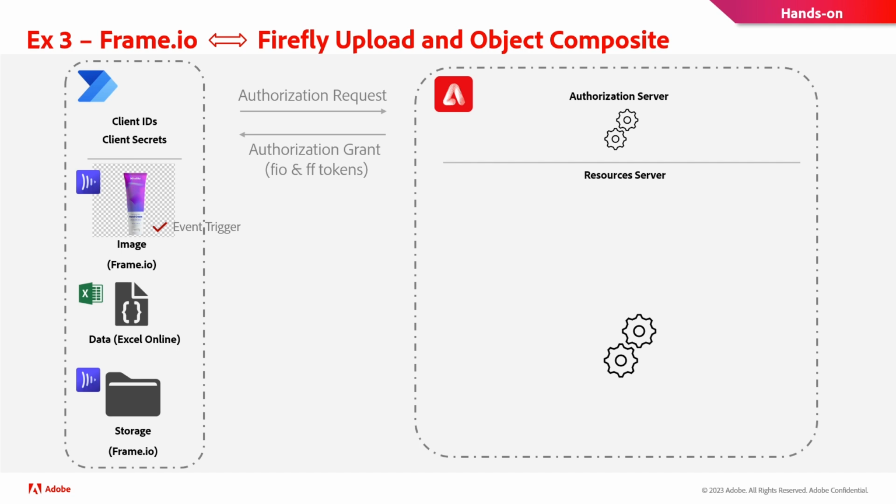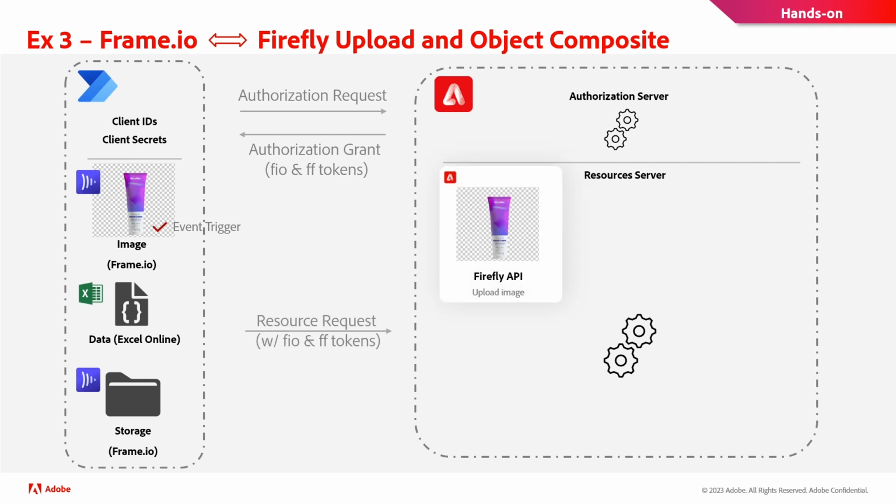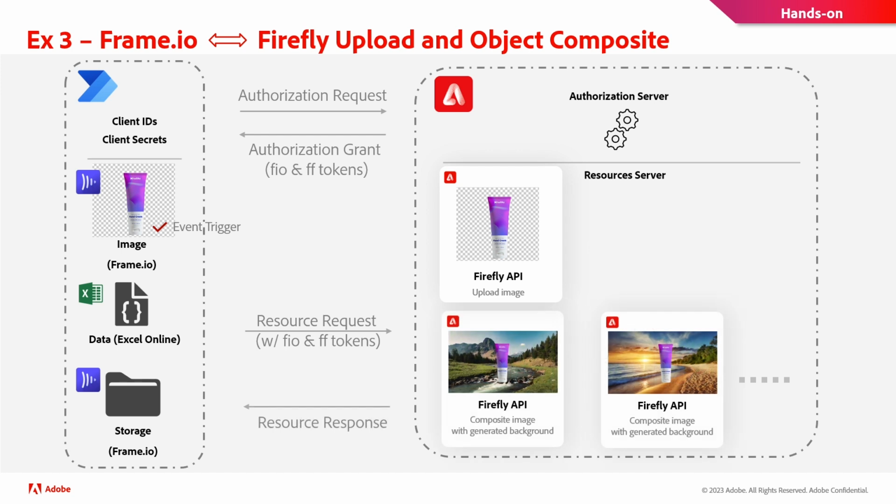So we demonstrated that it gets access to the Firefly token as well as the Frame.io token, and using those tokens we call the Firefly upload image API. So that image got uploaded and generated an image ID. Using the image ID together with the object composite API, it generates a series of backgrounds based on the text prompts in the Excel datasheet, right? And eventually those images are output back into Frame.io using the Frame.io create asset API. So this is what we had last time.